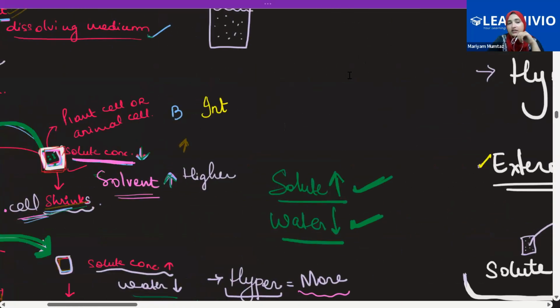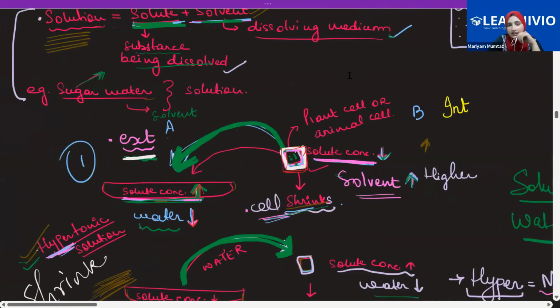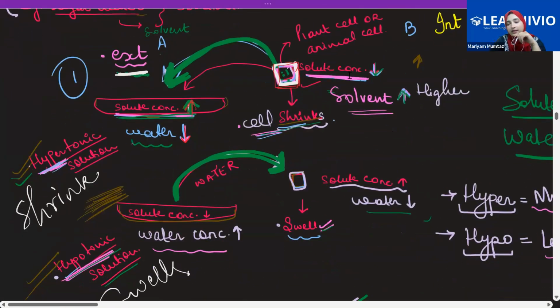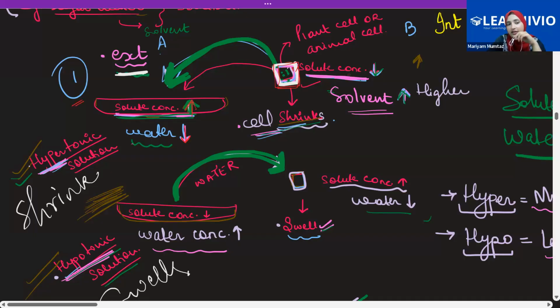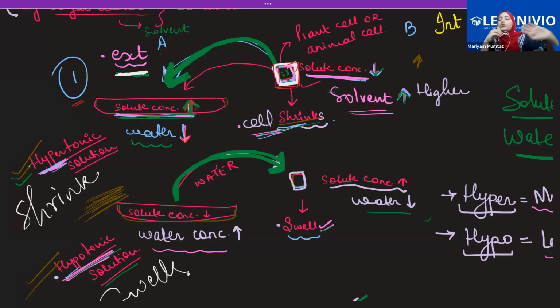Now, in these cases, what they're going to ask you is what will happen to the cell if you keep it in a hypertonic solution? What will happen to the cell if you keep it in a hypotonic solution? And what will happen to the cell if you keep it in an isotonic solution? This is the question. Now, if we are talking about the hypertonic, the first case, in the external environment there is more solute, so the water will be less.